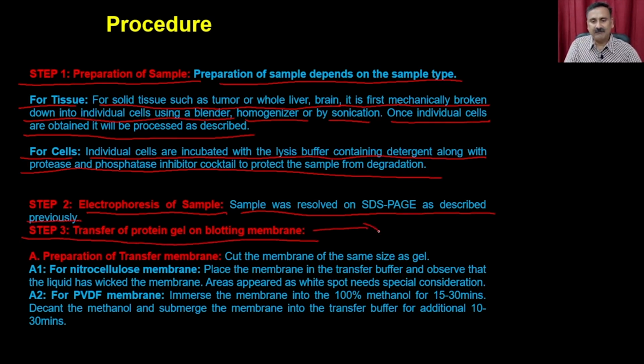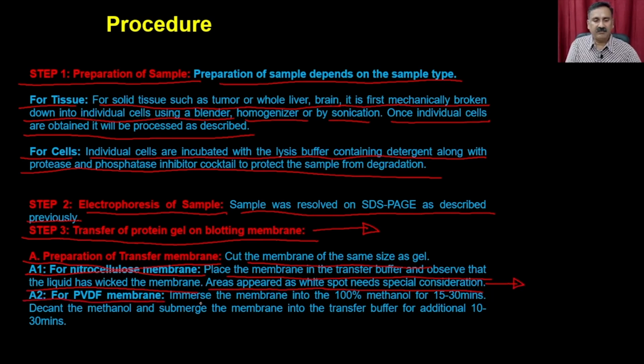That is a very, very important and crucial event, because how well you do the transfer is actually going to decide the quality of the Western blot. So first you have to prepare the transfer membrane. Cut the membrane to the same size as the gel, and then you have these steps. For nitrocellulose membrane, place the membrane in the transfer buffer and observe that the liquid has wicked through the membrane. Areas that appear as white spots need special consideration.